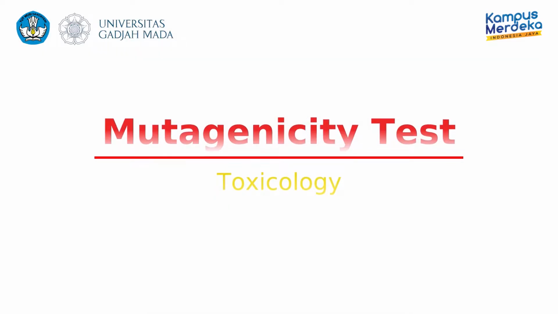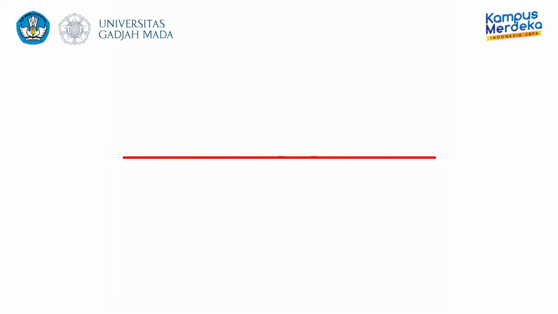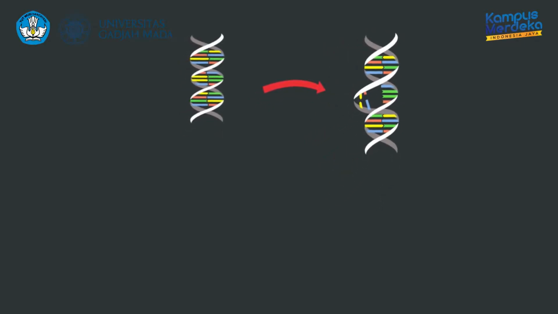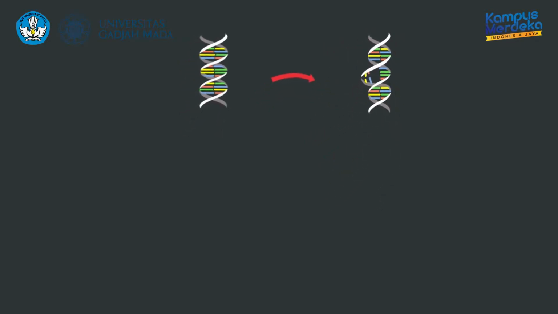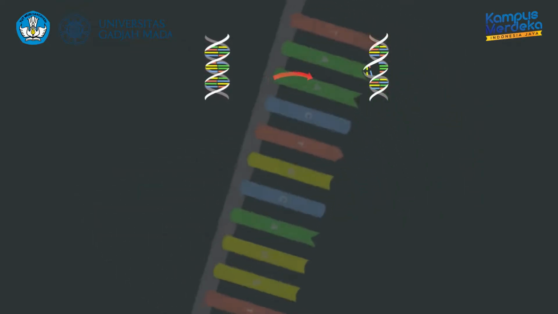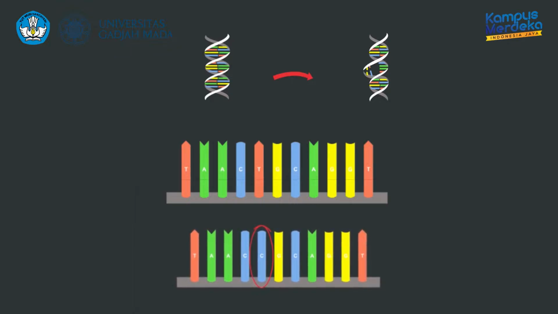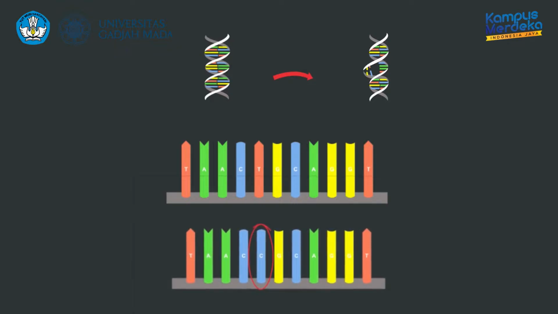Welcome to Toxicology lesson. Today we will talk about mutagenicity test. It is well known that DNA consisting of nucleotide bases plays a key role in genetics. DNA transmits the genetic information from one generation of cells to the next generation through self-replication. During the transmission, spontaneous mutation may occur. Therefore, it may alter the amino acid content of the protein synthesized.